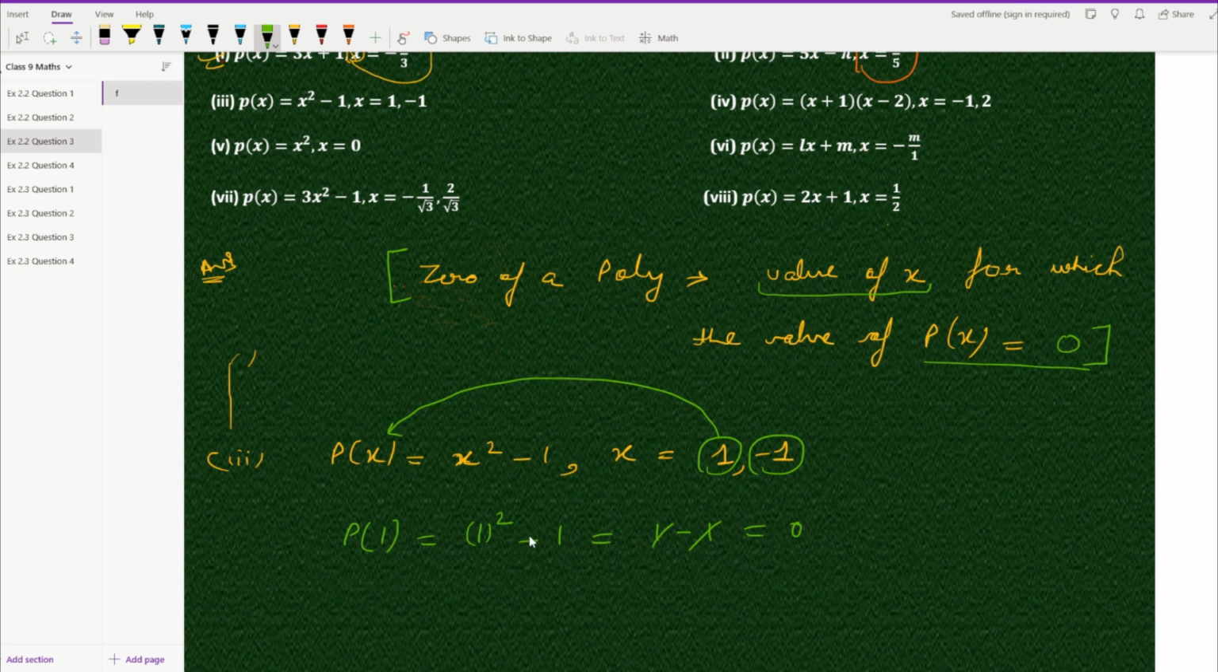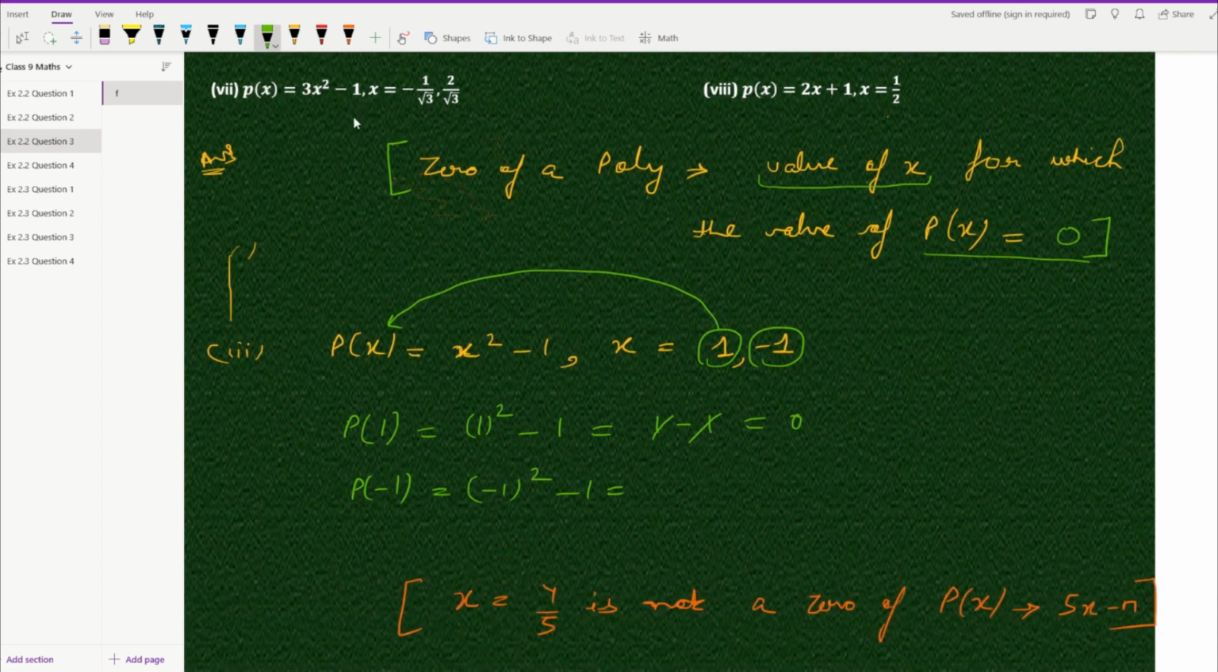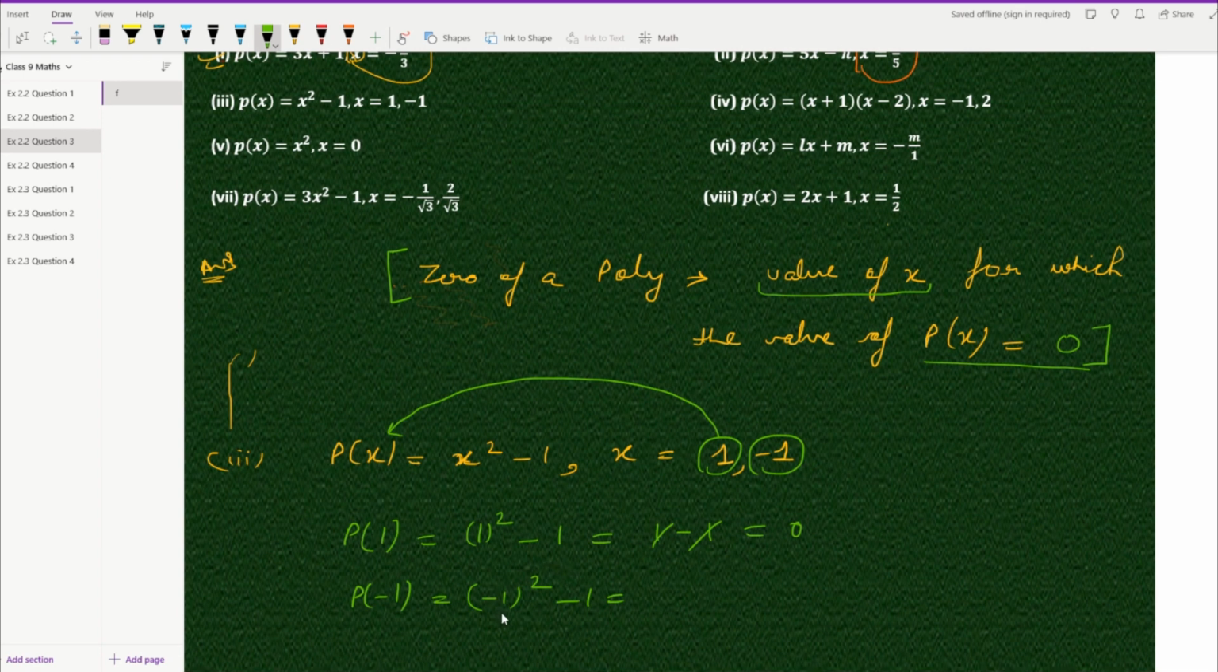Now secondly, for p(minus 1), just replace this x by minus 1 whole square minus 1. Now you should take care here that the square of minus 1 is plus 1, right? It is plus 1 and it will be minus 1, so these values will cancel out. So finally the answer is 0.